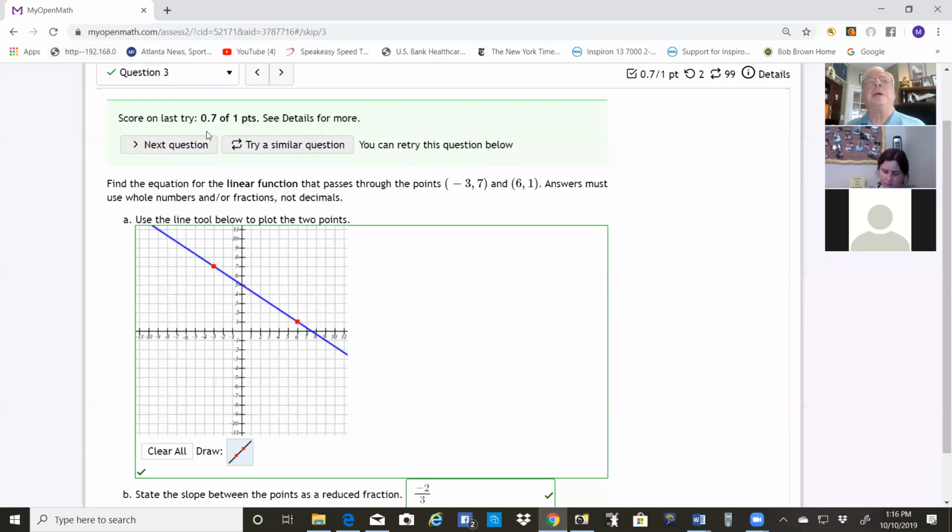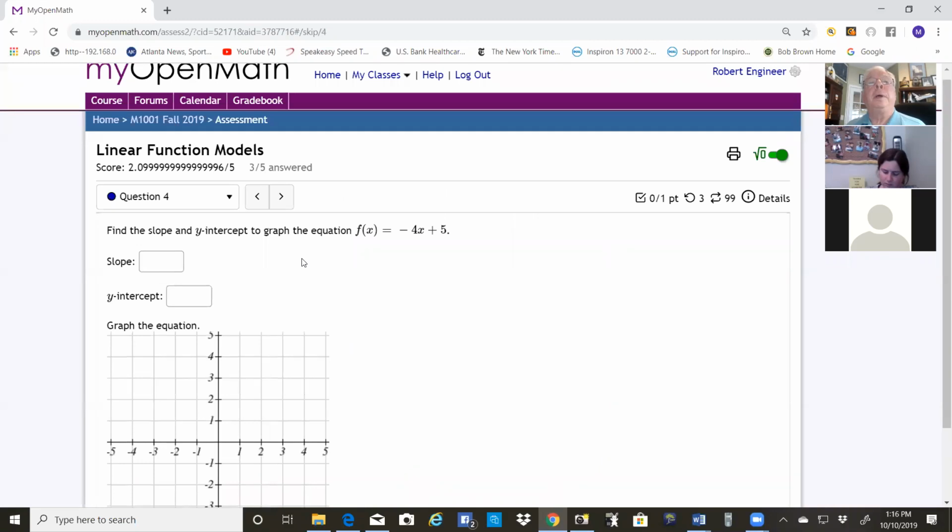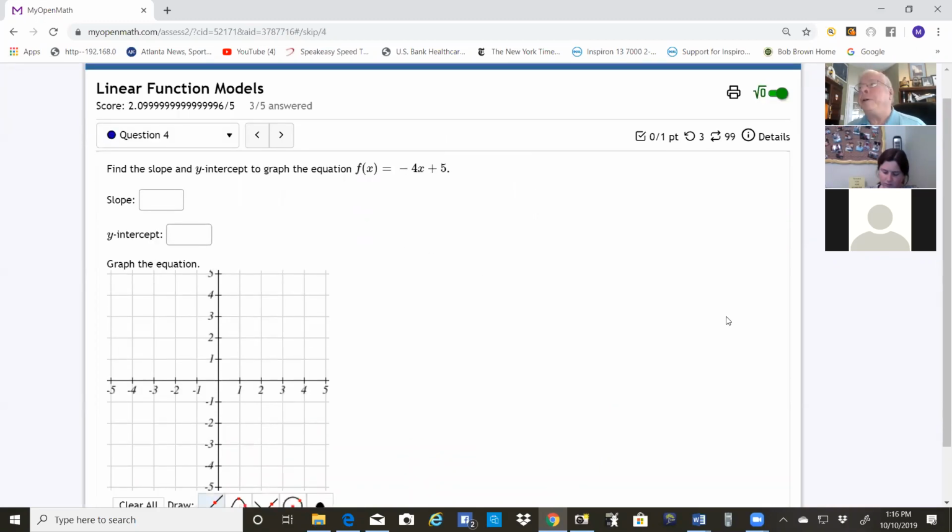Okay, let's go to the next question. Now we just have a linear function here, y equals minus 4x plus 5. I think everybody should realize that the slope is minus 4 and the y-intercept is 5. So the slope is minus 4, y-intercept. Now notice this, I'm going to put 5 there. If I put 0 and 5, it would be wrong.